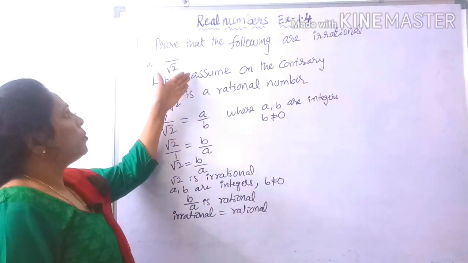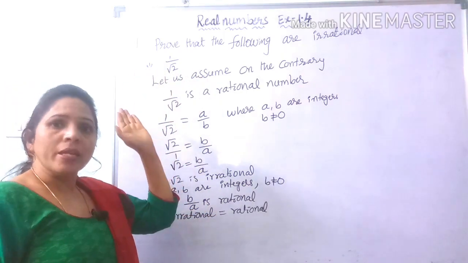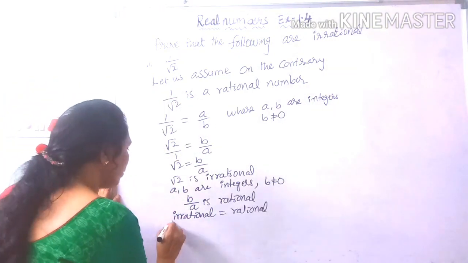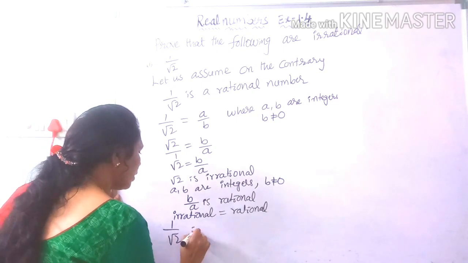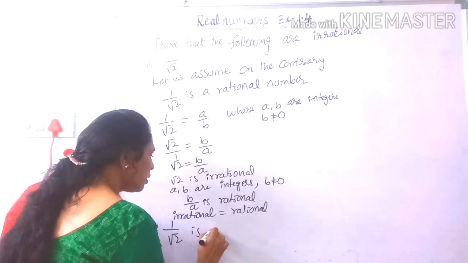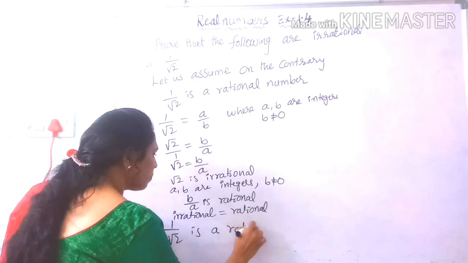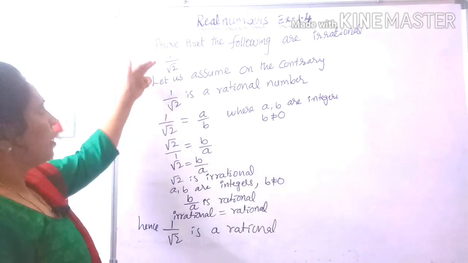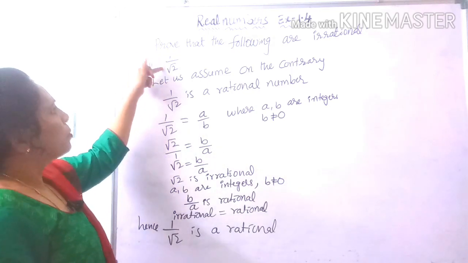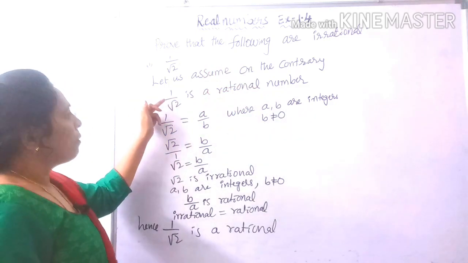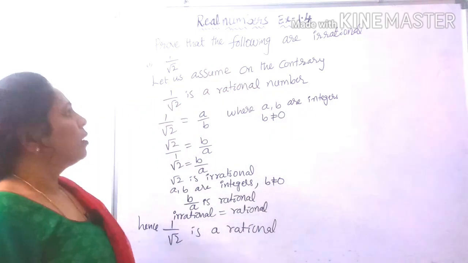Here we have assumed that 1 by root 2 is rational, which is wrong. Hence we conclude 1 by root 2 is irrational. Clear? Here see once again, to prove that 1 by root 2 is irrational, let us assume on the contrary that 1 by root 2 is a rational number.